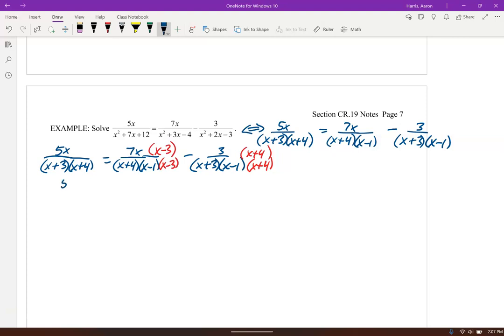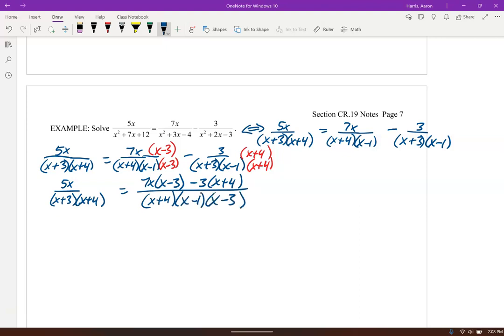So now this becomes 7x times x minus 3, minus 3 times x plus 4, but it's all over this common denominator, x plus 4, x minus 1, x minus 3. So we got one fraction equaling one fraction. So I can multiply both sides by the denominator, which is x plus 4, x minus 1, x minus 3. That'll clear all this out. And notice the x plus 4's cancel.